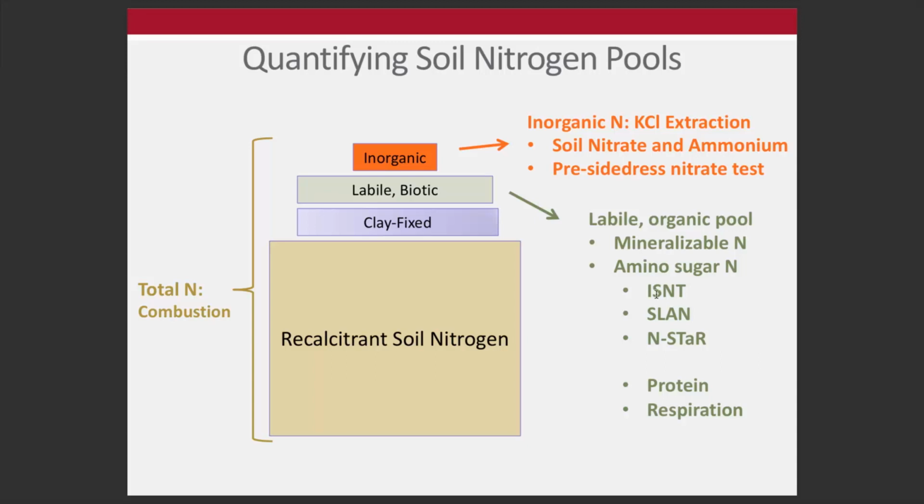Things like the Illinois side-dress nitrate test, the SLAN test by Solvita, and then the N-STAR. This is a test coming out of the University of Arkansas. And these are all tests that really measure this amino sugar nitrogen. And I'm not going to get into this. We could certainly get into it a little bit later in the course. We might talk more about it with soil health. And these would all be considered soil health indicators, because it's not just the run-of-the-mill ammonium and nitrate that you would find in this inorganic fraction. Protein and respiration are other tests that my lab works with.